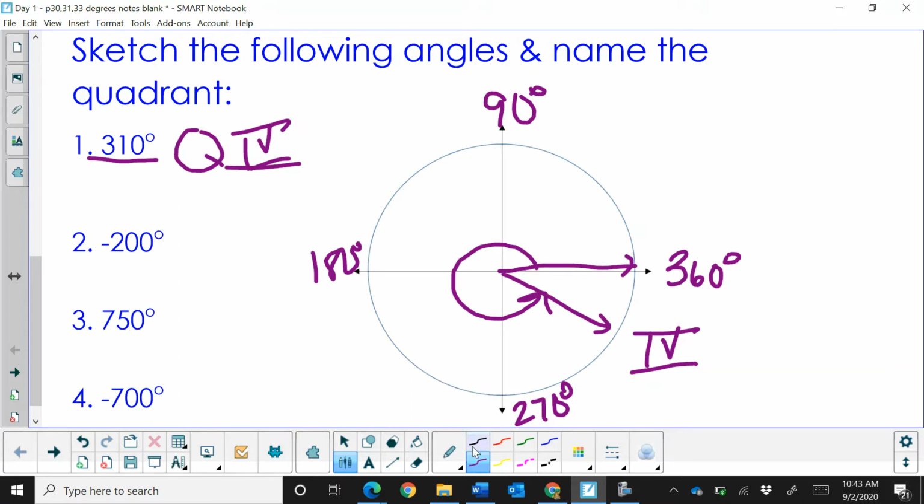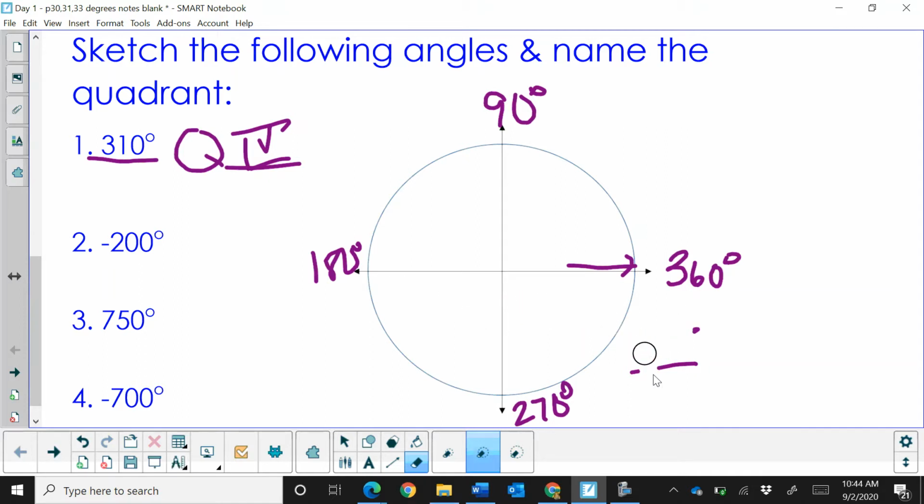Okay, now let's try a negative 200 degree angle. So I'm going to erase this. I'm going to leave the reference angles on, or the angles that are drawn on the unit circle. And now let's try a negative 200. That means that I'm going the opposite direction. So instead of going counterclockwise, I'm going to go clockwise.